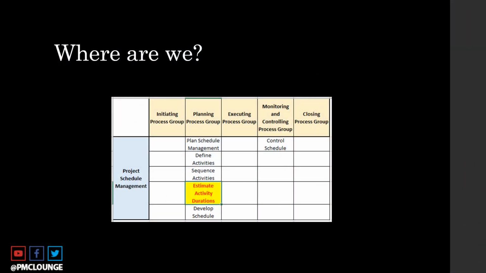Now, as always, whenever we discuss a process, we try to understand where we are in terms of the PMBOK mapping. The knowledge area is project schedule management, and the process group is planning process group. By the way, we have already covered these previous processes: schedule management, define activities, sequence activities. And today we are talking about estimate activity durations. So this is where the process lies. Let's go ahead.